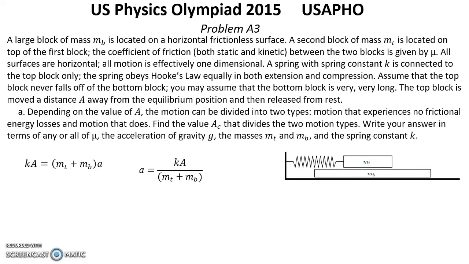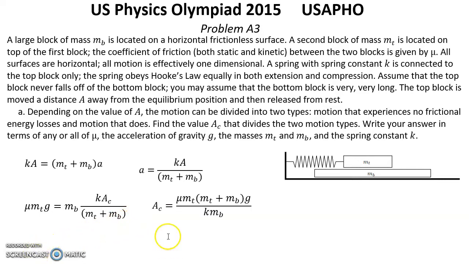So the critical amplitude we can find from this equation, where on the left we have the maximum possible force of friction, and on the right we have the mass of the bottom block multiplied by this acceleration provided by critical amplitude AC. From here we can find what AC is. That will be this expression. And this is the answer for question A.